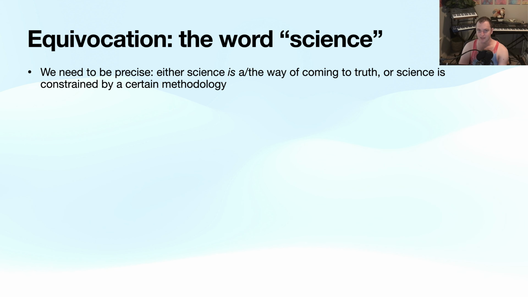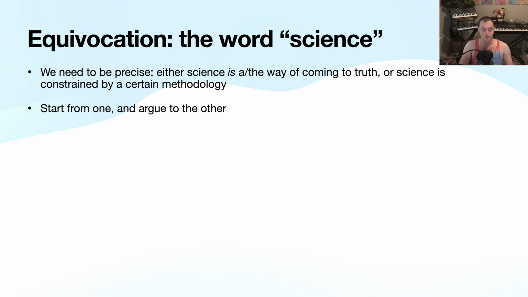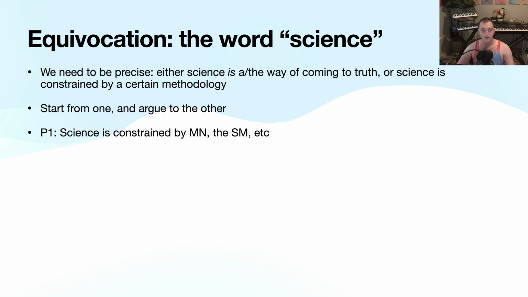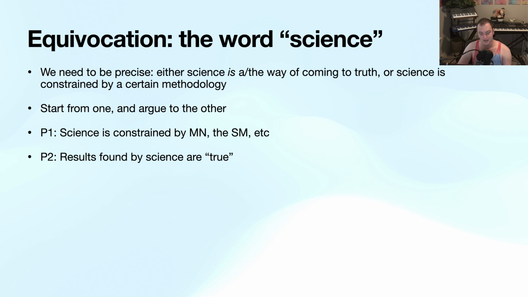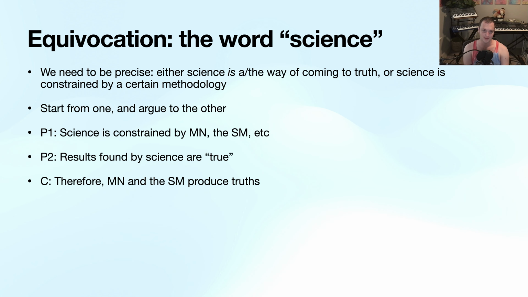Here's the problem. Either science is the way of coming to truth, or science is constrained by a certain methodology. And you need to start with one of these and then argue your way to the other, because there's no necessary connection between the only way of coming to truth and there being some methodology for doing this. So you have to choose one and argue to the other. One of the ways you can make this link is to say, premise 1, science is constrained by methodological naturalism, the scientific method, something like this. And premise 2, the results found by science are true. And the conclusion is, therefore, methodological naturalism and the scientific method produce truths.